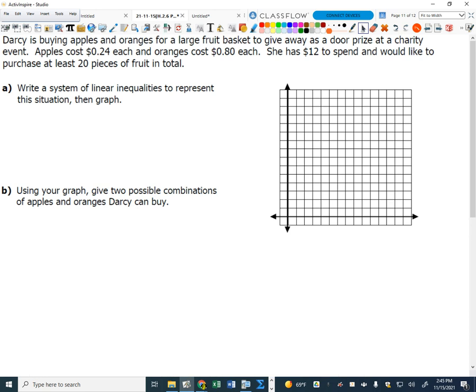Okay, so let's try one more of these. Now let's set this system up and we'll cheat and use technology to graph this thing. So how much time we got? 4 minutes. I was going to have you guys do this on the board. We'll do it tomorrow. Yeah, we'll do it on the board tomorrow.